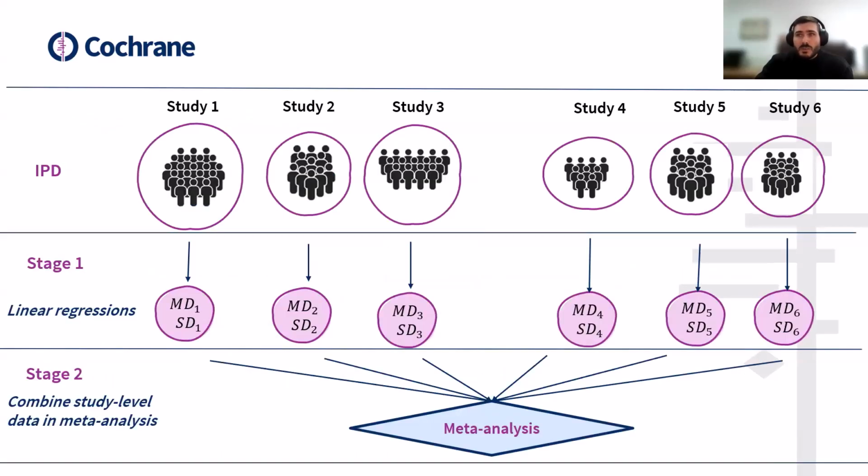So let's describe the two-stage approach graphically. As you can see, we have 6 studies, so we have 6 IPDs. At each study, we fit a linear regression model, since we have a continuous outcome, the systolic blood pressure, in order to estimate the mean difference and the standard deviation from each study. After estimating the 6 mean differences and their standard deviations, we combine these estimates using the standard meta-analytic models.